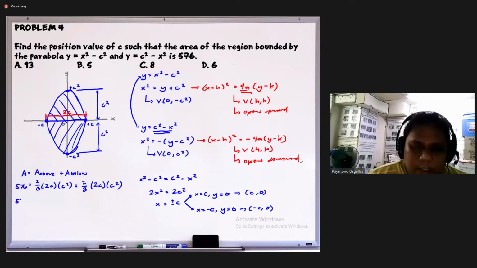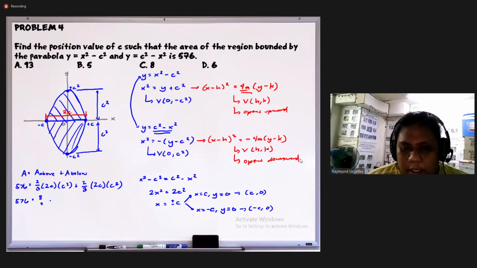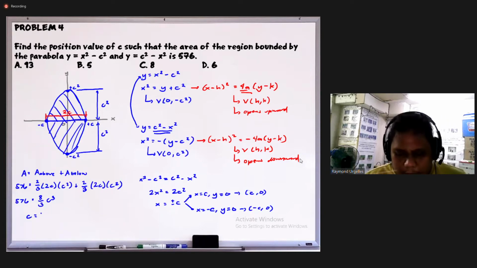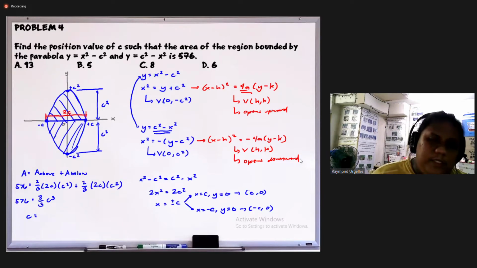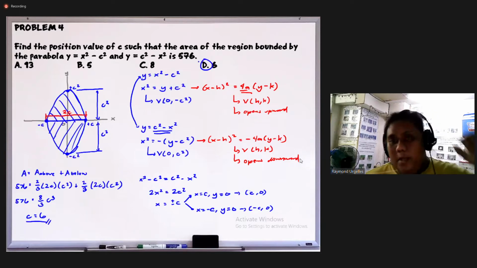Diba? So simplifying, this is 2/3 times 2 is 4/3 plus 4/3, that's 8/3. So then c cubed. Diba? So then solving for c, this will just be 576 times 3 divided by 8, so then cube root. No? So you will get c is equal to 6. Diba? So again, direct formula lang yung ginamit natin.